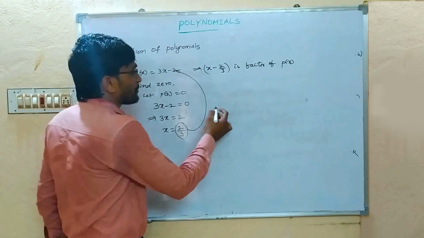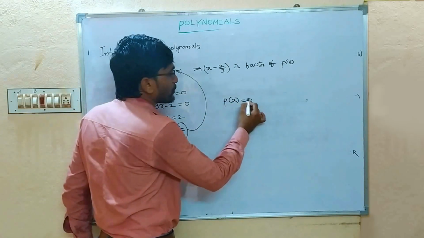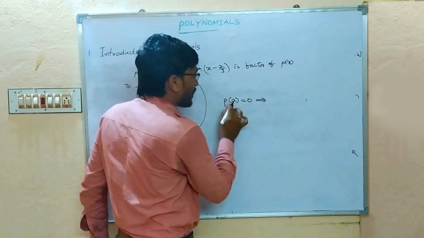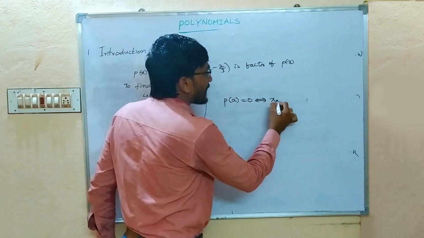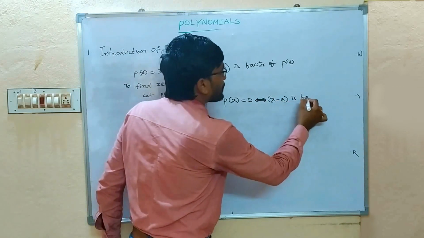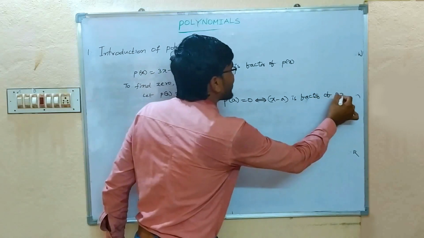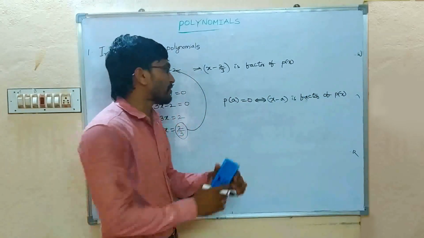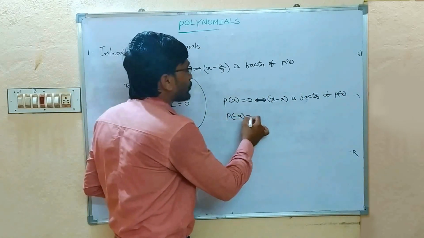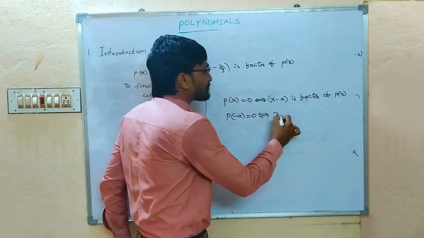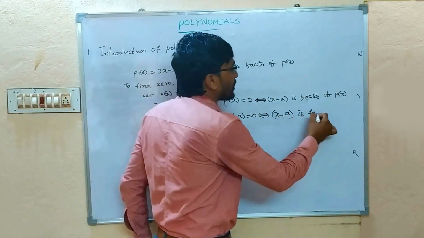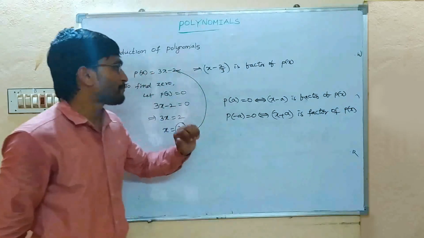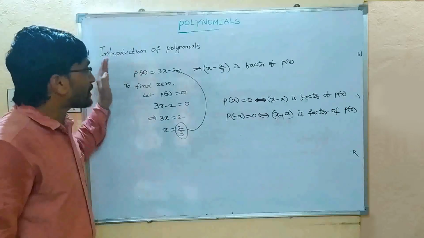Suppose p of a is equal to 0. That means a is called a zero of the polynomial p of x. So if p of a equals 0, then we say that x minus a is a factor of p of x, and vice versa. If x minus a is a factor of p of x, then p of a equals 0. Suppose p of minus a equals 0, this implies and is implied by x plus a being a factor of p of x. So this is about the zero of a linear polynomial.